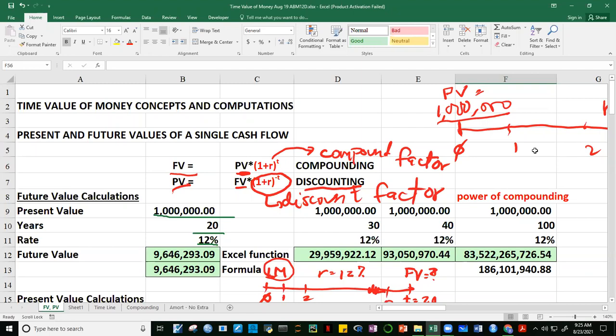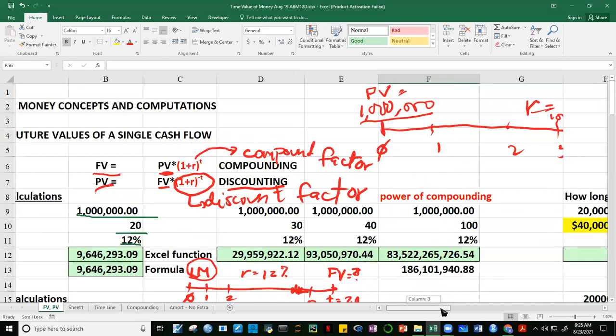If you viewed the video that I shared, in fact the long video, in the first video I discussed the process of compounding and discounting. Compounding is getting the future value, and it's given by this formula: FV, the future value, is equal to the present value times this factor, 1 plus r raised to the t. This is called your compound factor.